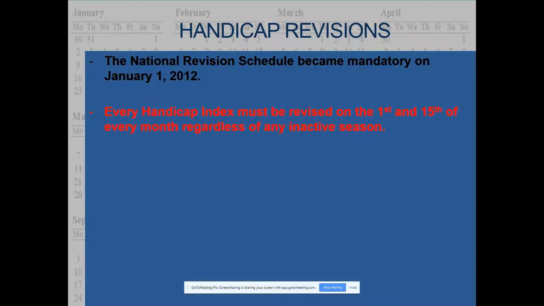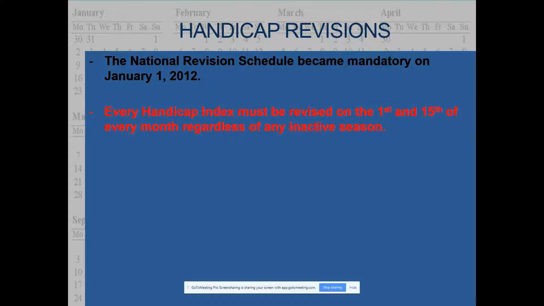So handicaps, as you know, are revised on the 1st and 15th of every month, regardless of inactive season, like us right this moment. Even though our handicap season is just about to begin on March 1st, we're still inactive. As you can imagine, with the snow outside where we're standing at our office right now, you're not going to see a whole lot of play. And so that's the reason for our inactive season.